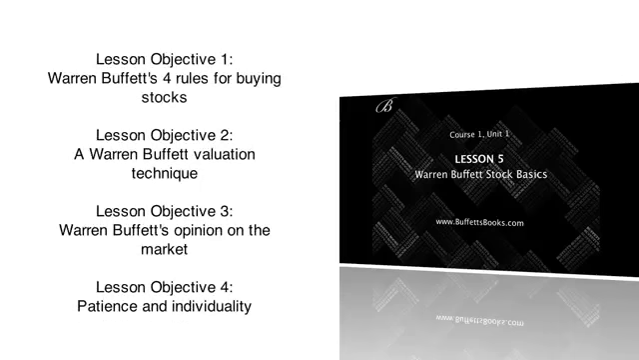Okay, in Lesson 5, we discussed 4 different lesson objectives. The first was to learn Warren Buffett's 4 rules for buying stocks. The second was to discuss a basic valuation technique that Warren Buffett used when he worked with Benjamin Graham. The third was Warren Buffett's opinion on the market. And the fourth was understanding Warren Buffett's opinion on patience and individuality.